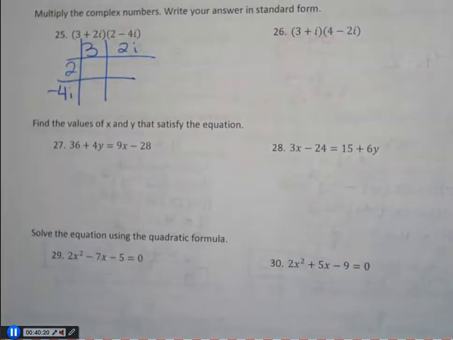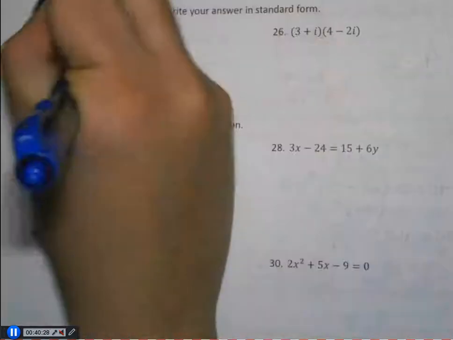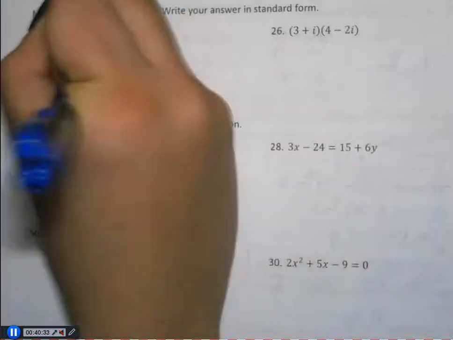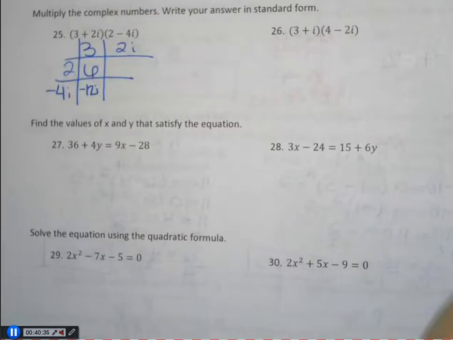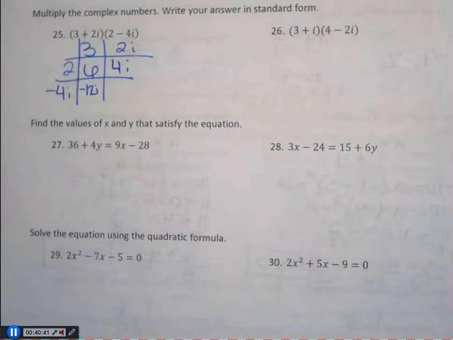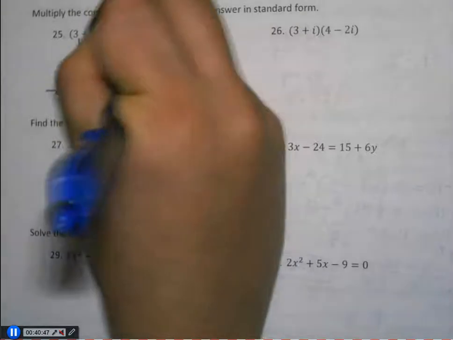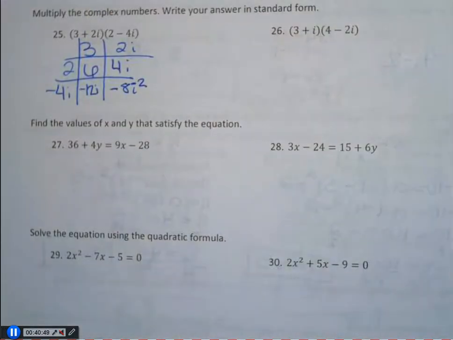Okay, so on my first box I get 3 times 2, 6. 3 times negative 4i. 2 times 2i. And then negative 4i times 2i, negative 8i squared. That's fun.